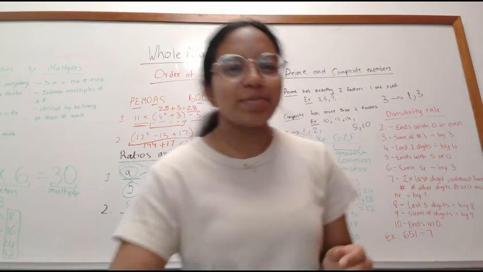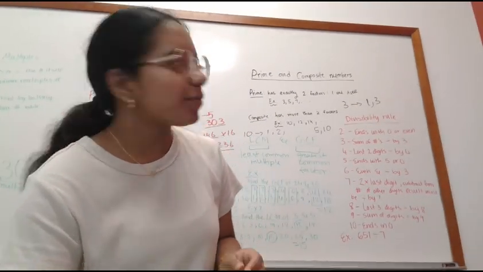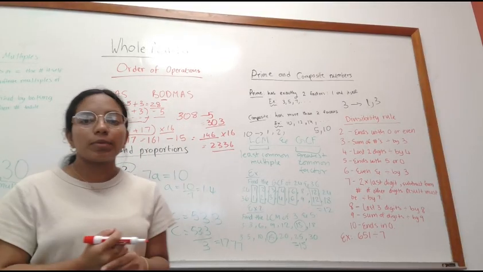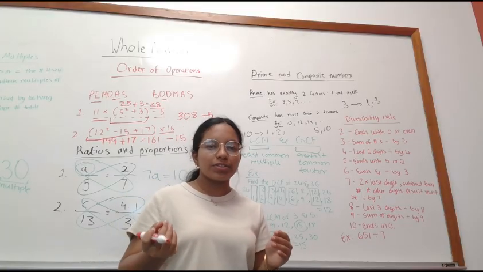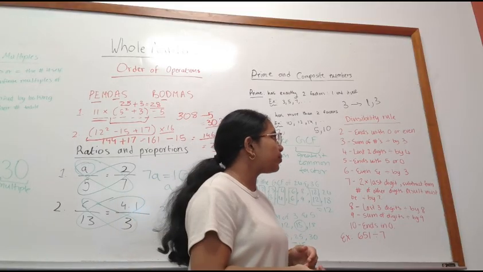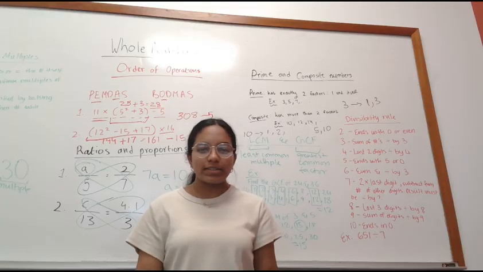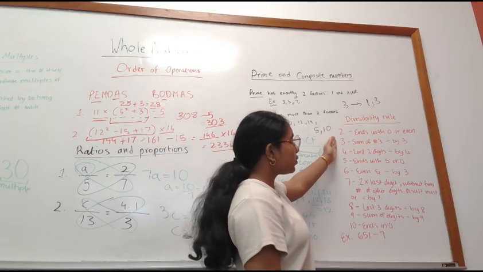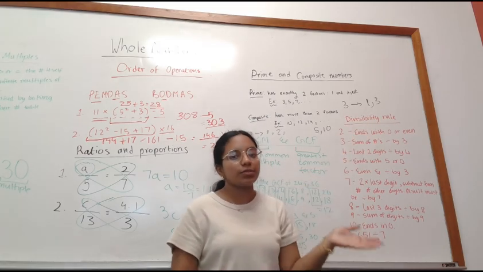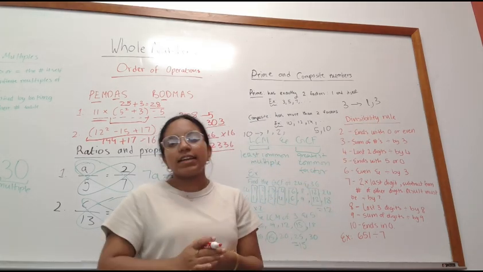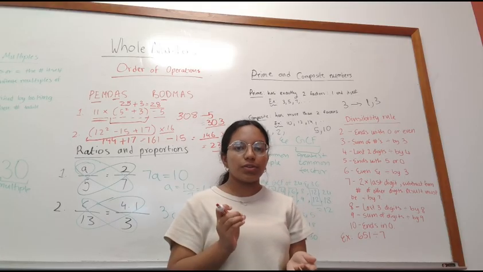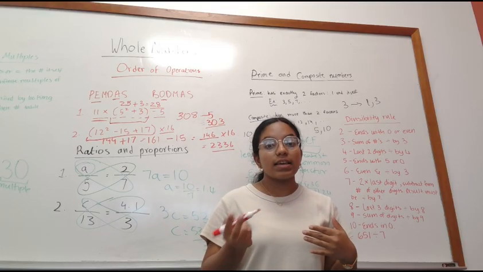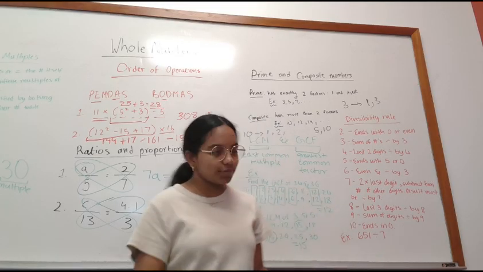Now let's look at divisibility rules. These are really helpful, in my opinion, because you would know a number just by looking at it. You would know what numbers it could be divisible by, and that's really important as you go into higher grades, like in high school. So for 2, if a number ends with 0 or an even number, then it's divisible by 2. Let's take 10 for example. 10 ends with a 0, so it is divisible by 2. Let's take 12. 12 is an even number, so it is divisible by 2.